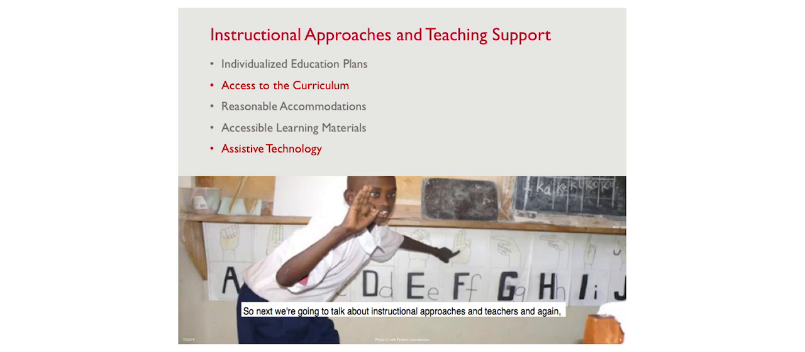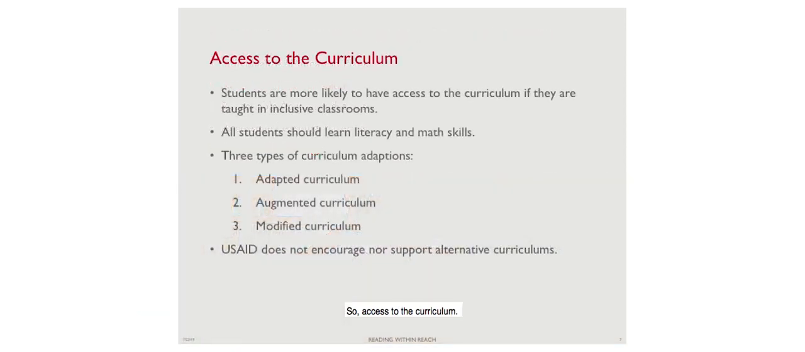So next we're going to talk about instructional approaches and teachers. Again, we don't go through all of these, but these are important things that kids with disabilities often need: education plans, access to curriculum, reasonable accommodation, assistive technology. For individual education plans, it's important to note that these are going to be different in all the countries in which we work. It's important that they set goals, that they work on strengths, and, most importantly, that they articulate what accommodations a child needs.